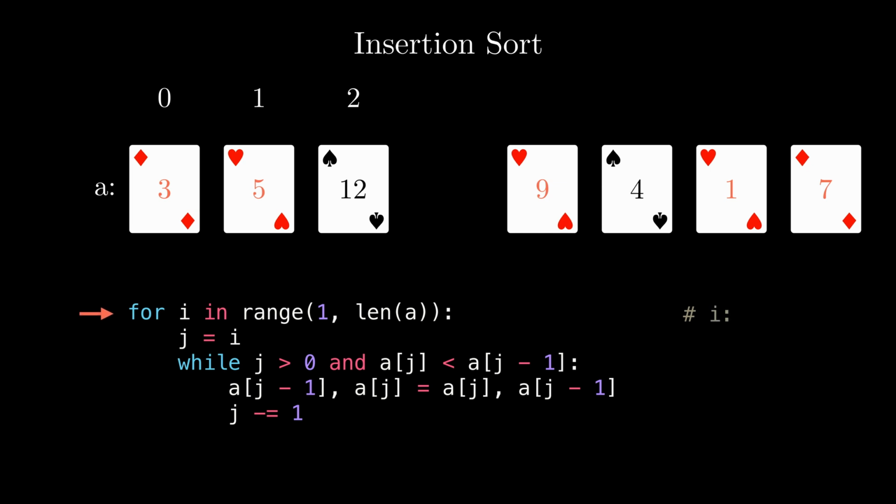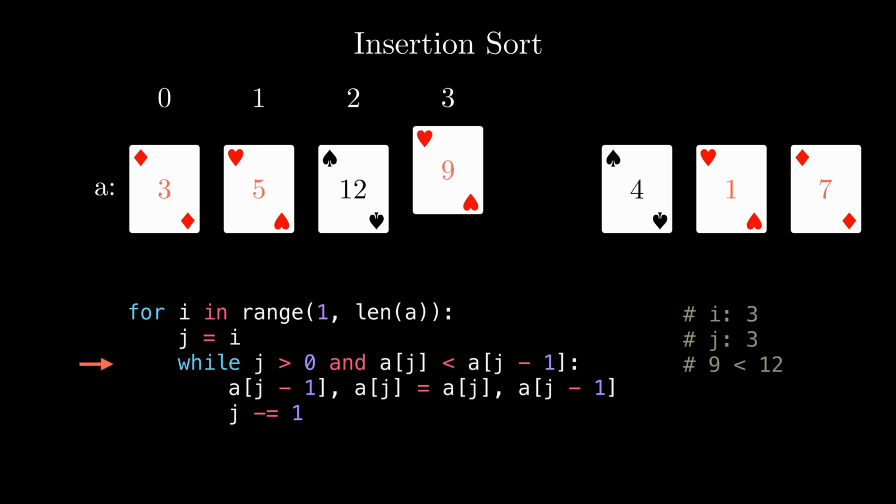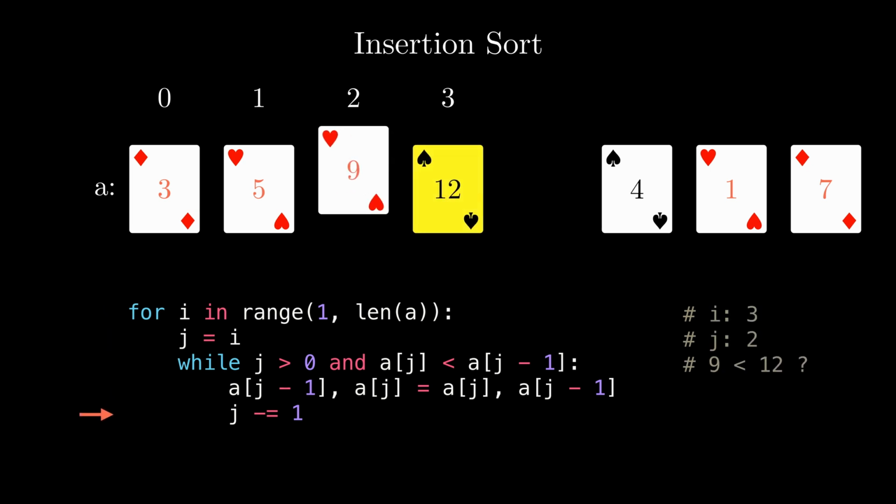During the next step, we will compare 9 and 12. As 9 is smaller, we will swap them. After that, we will compare 9 and 5. As 9 is not smaller, we will stop the while loop.